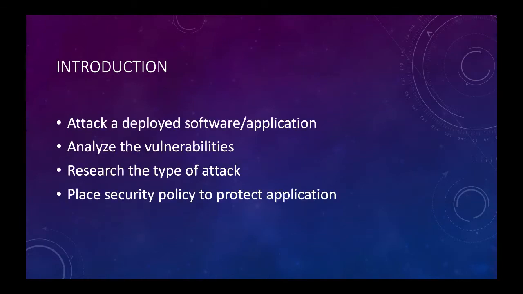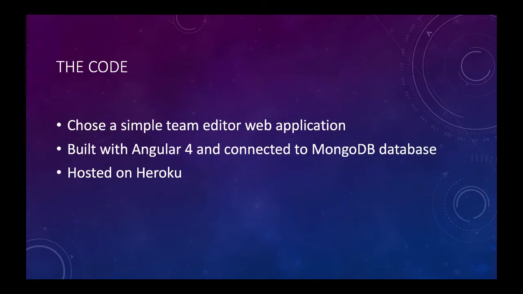Introduction. For our assignment 1 in our BTN 710 class, we are required to find a system or application to identify security flaws in the program by testing and attacking the system application and analyzing the holes in the application. So the code we are using is a web application that I created for one of my web classes. It is powered by Angular 4 and connected to the Mongo database, and it is hosted on Heroku.